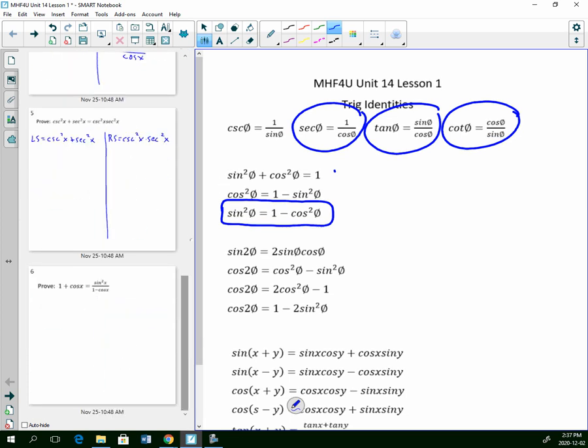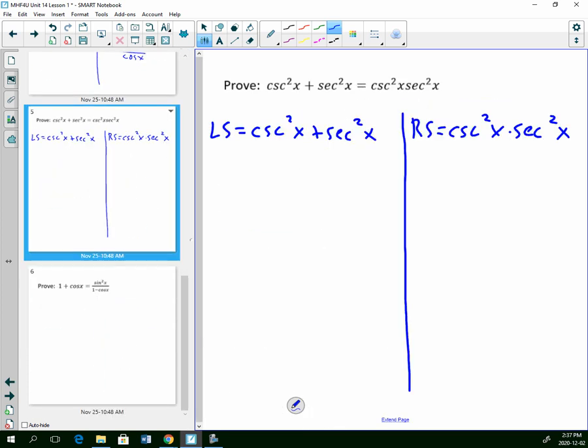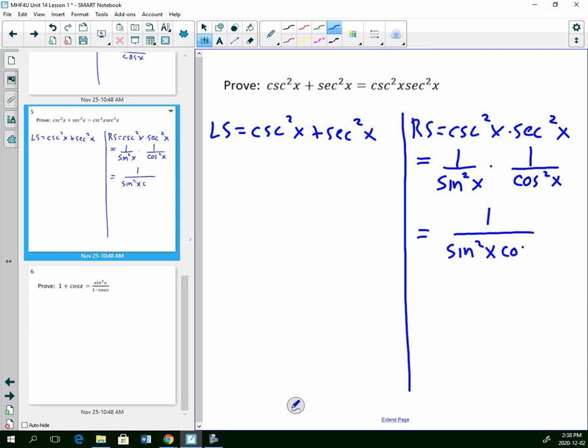So let's go back to this. On the right side, cosecant is the same as 1 over sine, and it is also squared. Secant is the same as 1 over cosine, and it is squared. What can I do to simplify? Well, I could multiply them together. I can't reduce, so I'll just multiply. So 1 times 1 over sine squared times cos squared. And then that's all I can do on that side, right? There's nothing else to do. So now I'm going to go over to the left side and see what I can do over there.